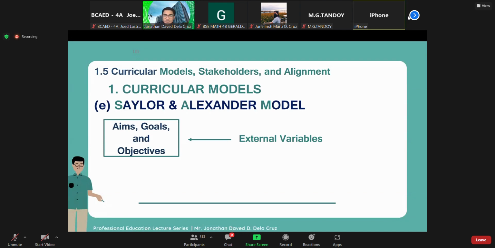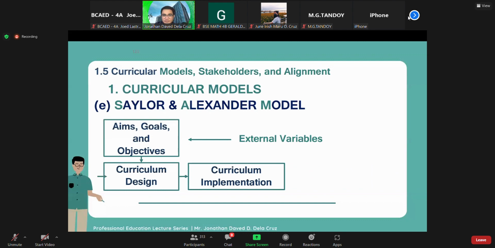Ayun yung aims, goals, and objectives, curriculum design, curriculum implementation, and curriculum evaluation. And then pwede kang bumalik. No? Okay. Now, there are schools na ganito, na responsive.